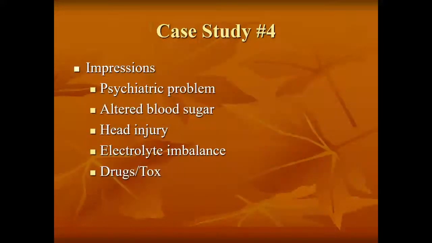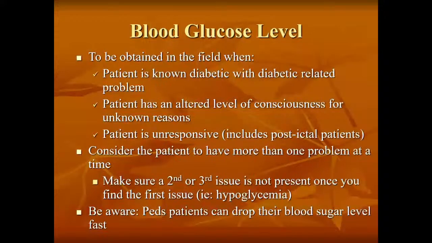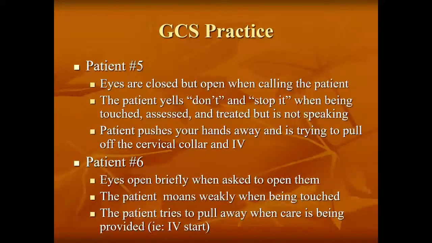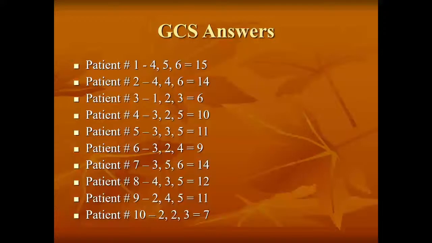All right, so we kind of flew through some of this. These first ones are kind of easy. I think the pediatric ones are definitely harder. These mess me up a lot on boards. Just some examples here. So a 6-month-old, we're just doing a pediatric GCS. Infant's eyes flutter when touched, cries when gently touched but is consolable, and withdraws when first touching the patient. So what do we think this GCS is? 11.